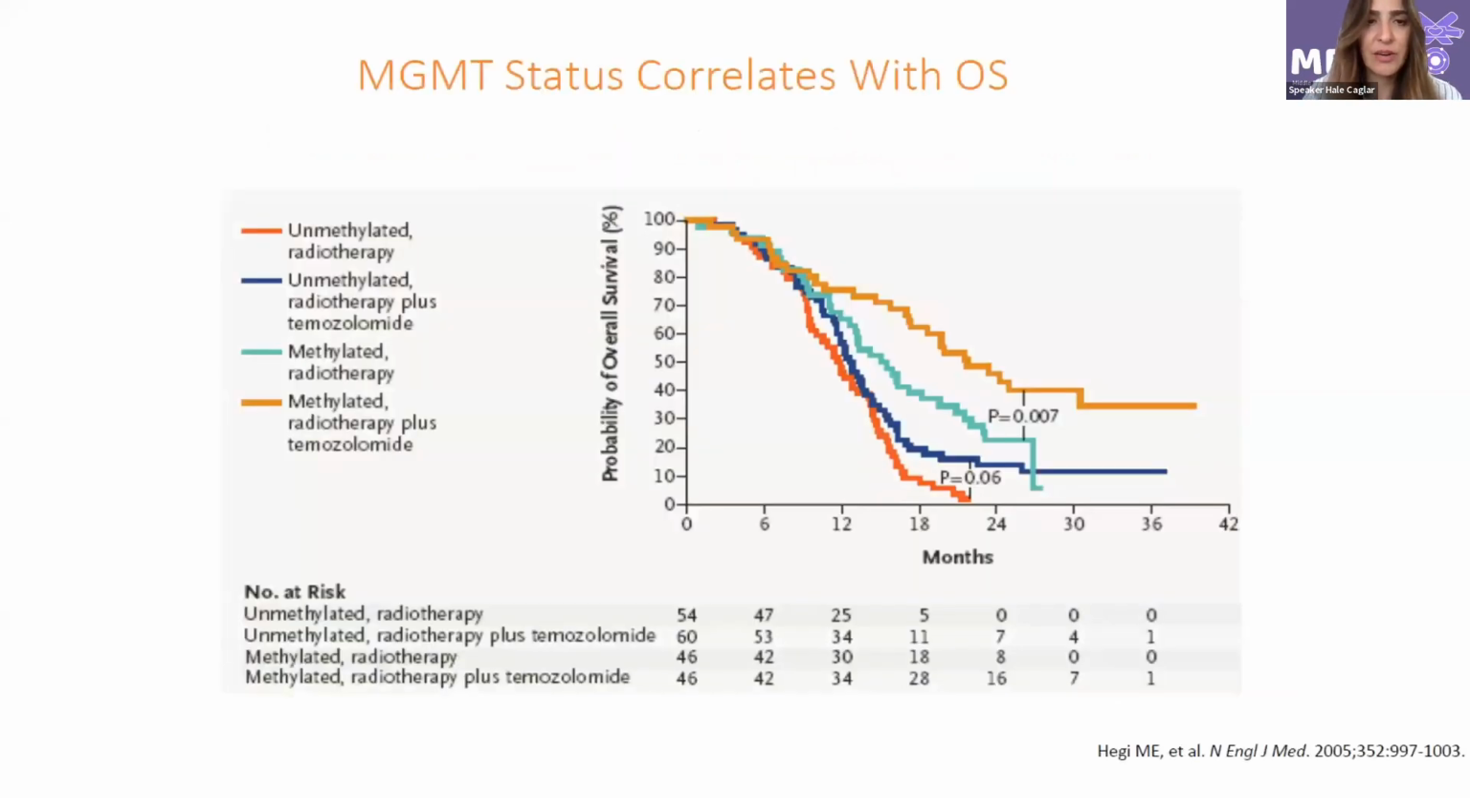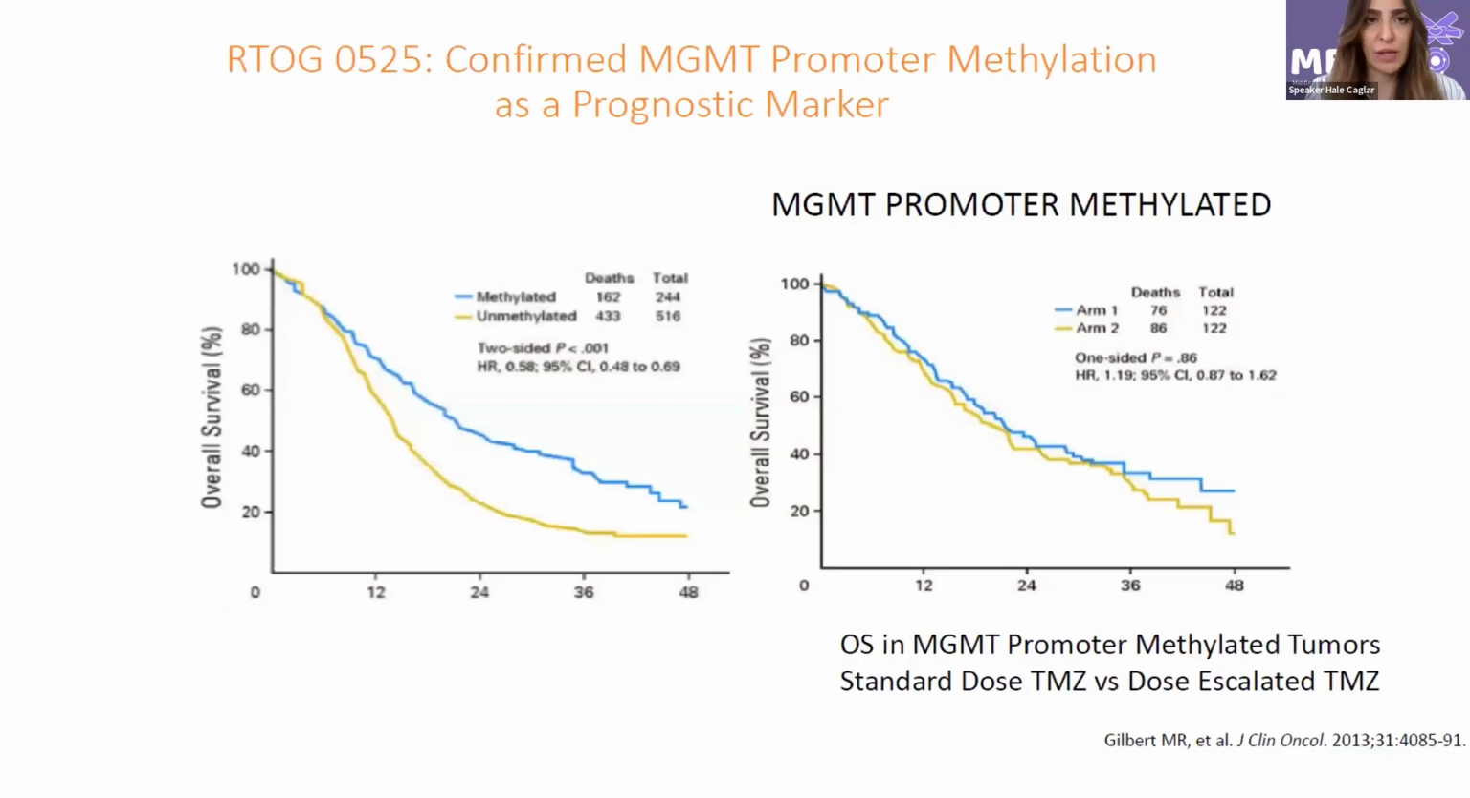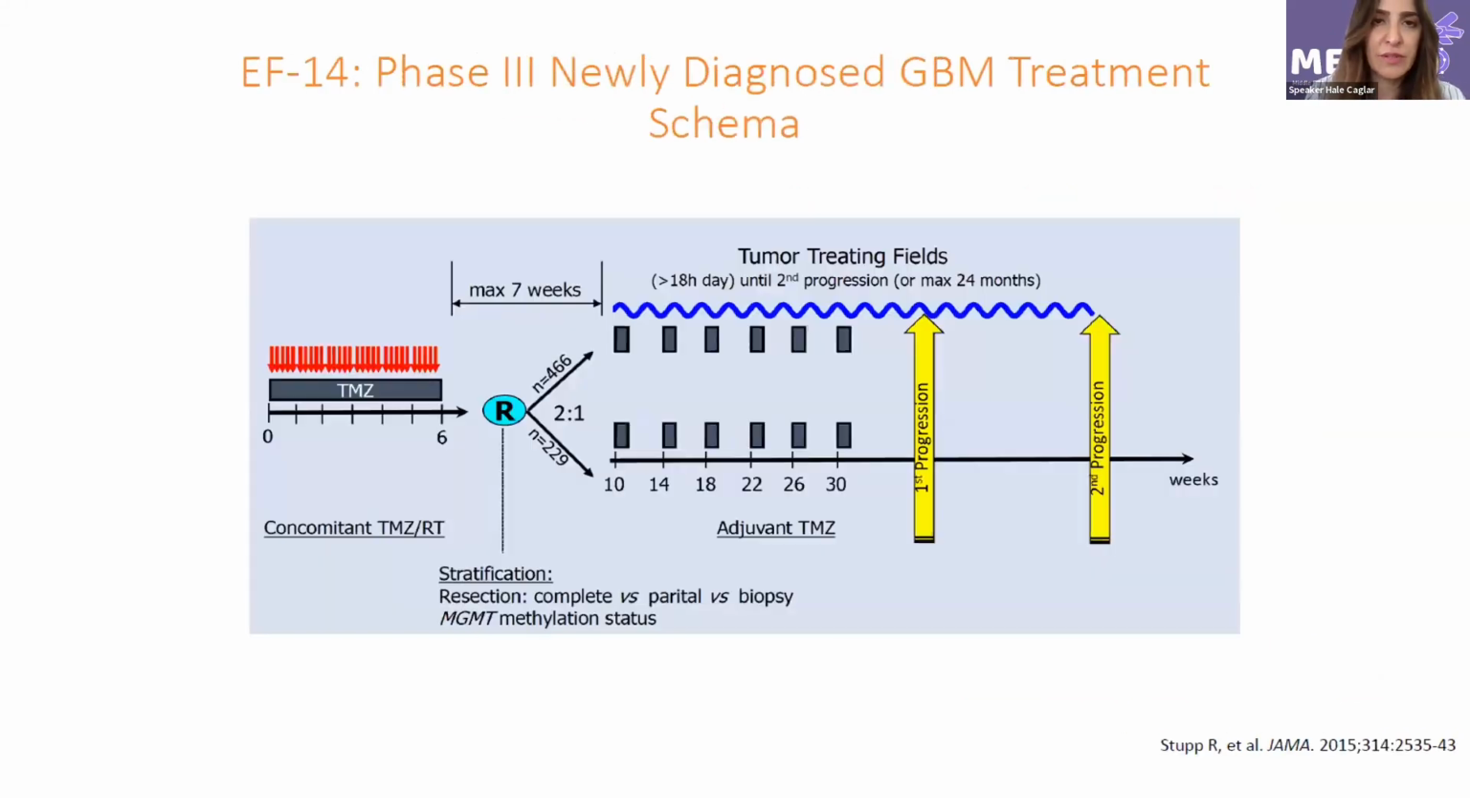I don't want to spend a lot of time, but what we have learned from the Stupp trial is the importance of MGMT status, irrespective of IDH status, because this paper was published in 2005 and probably included IDH mutated tumors as well. What we have learned is that patients who don't have MGMT methylation did not benefit from dose-escalated temozolomide. So the alkylating agents will not affect those patients, but those who are methylated have better overall survival.